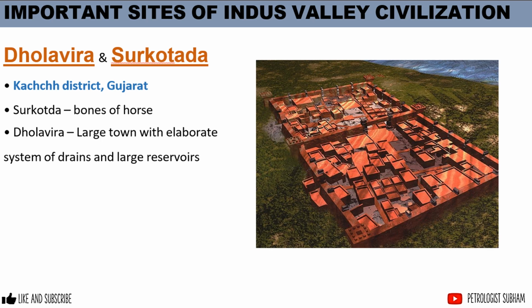Next, one of the important Indus Valley Civilization sites is Dholavira. Dholavira is located in, and Surkotada is located in, the Kutch district of Gujarat. Surkotada means bones of horse, as evidence of horse bones was found from Surkotada. Dholavira was a large town with an elaborate system of drains and large reservoirs. Here you can see a visual, pictorial representation of Dholavira. It was a large town with an elaborate system of drainage as well as large reservoirs.